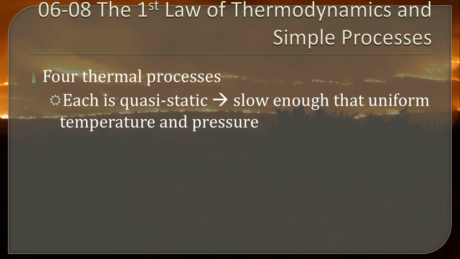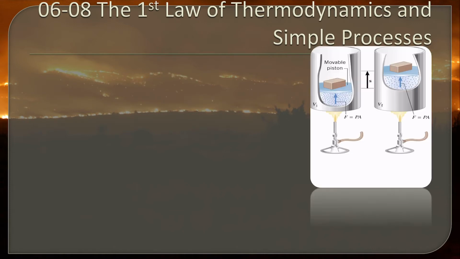There are 4 thermal processes that we can use in thermodynamics. Each one is quasi-static, which means that it's slow enough that uniform temperature and pressure are maintained during each process. The first one is isobaric. Iso is a prefix that means the same, and baric stands for pressure, so it's the same pressure or constant pressure.